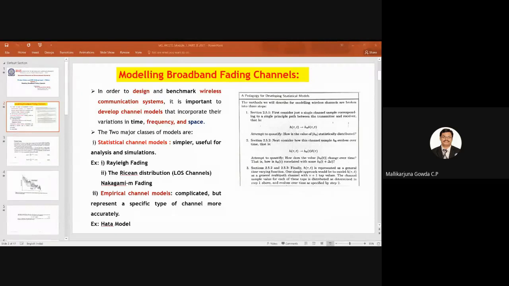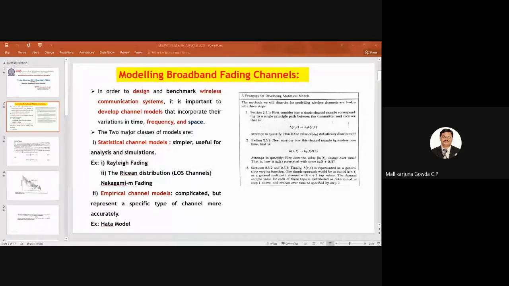I will come to what the propagation environment is. I already discussed reflection, diffraction, scattering, shadowing, path loss, all those things. That all depends on the terrestrial environment also, because the wireless channel is not free space; many obstructions will be there. So these statistical channel models will not consider the propagation environment, so they are useful for analysis and simulations.